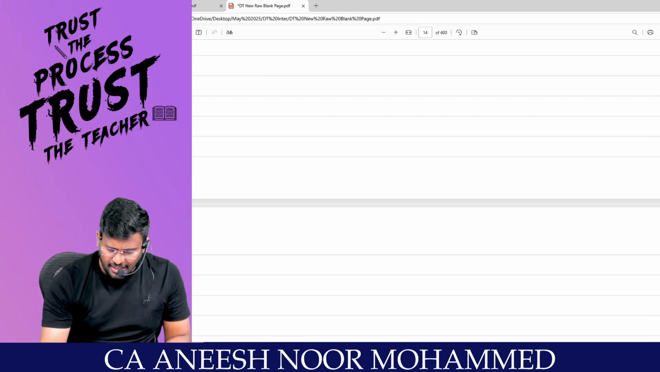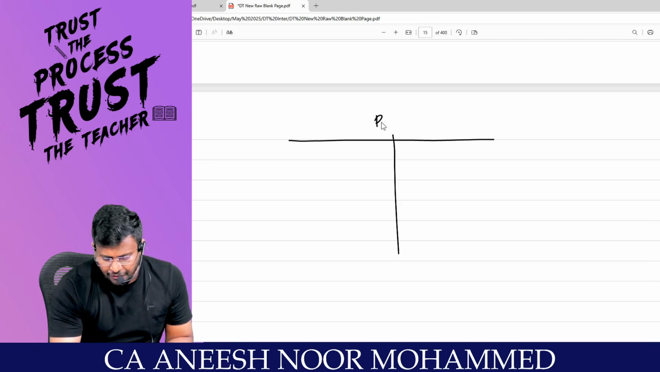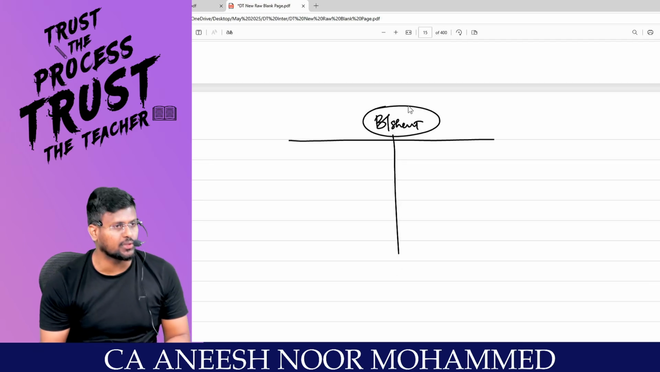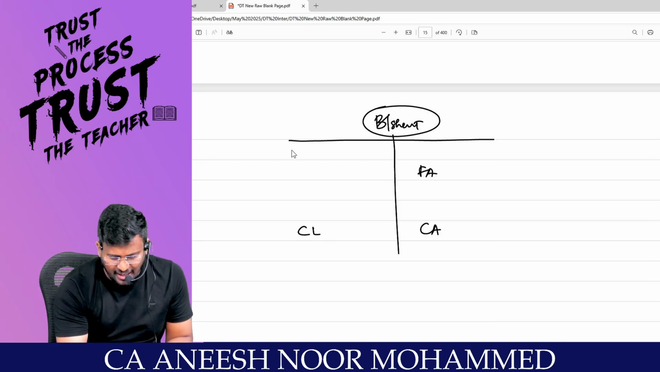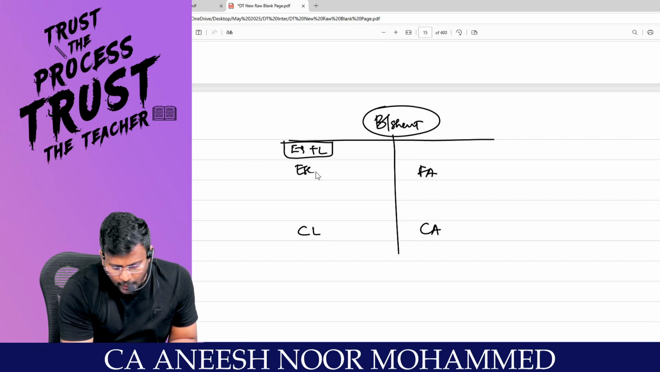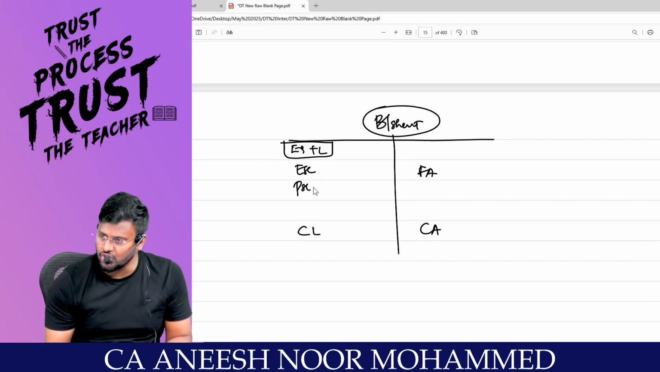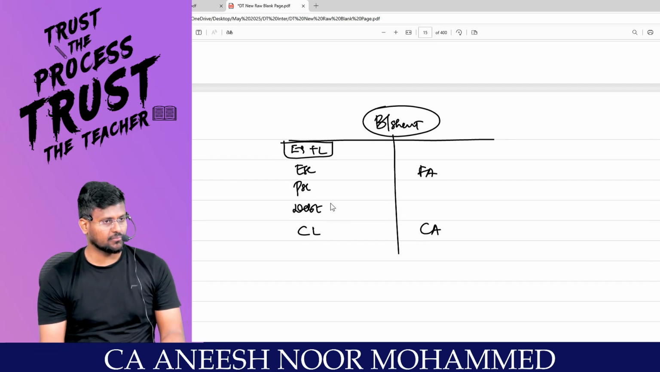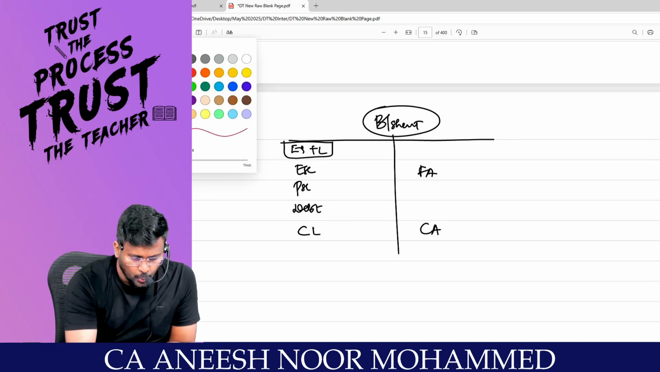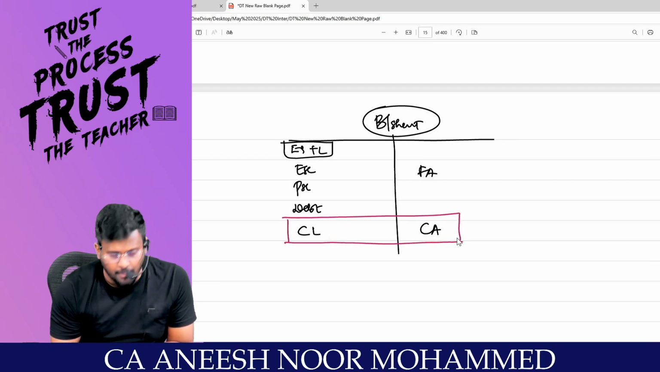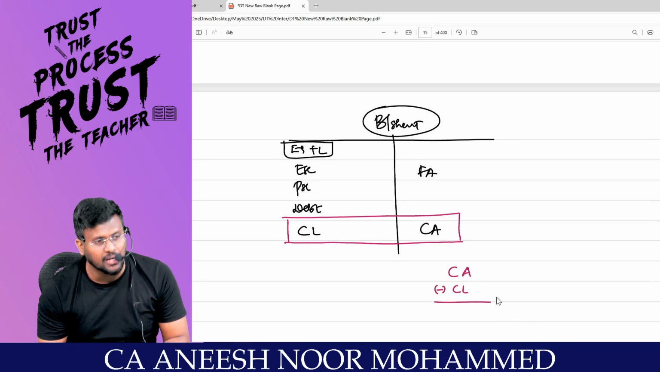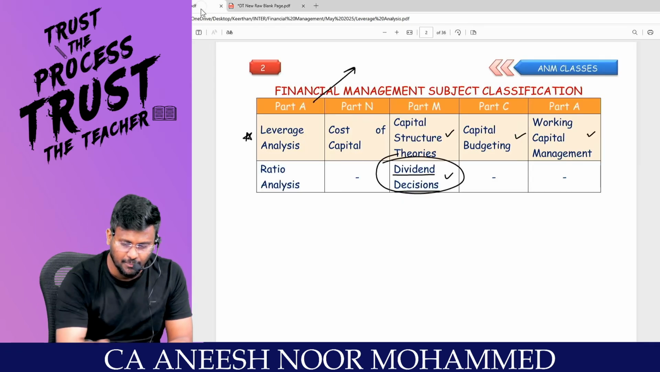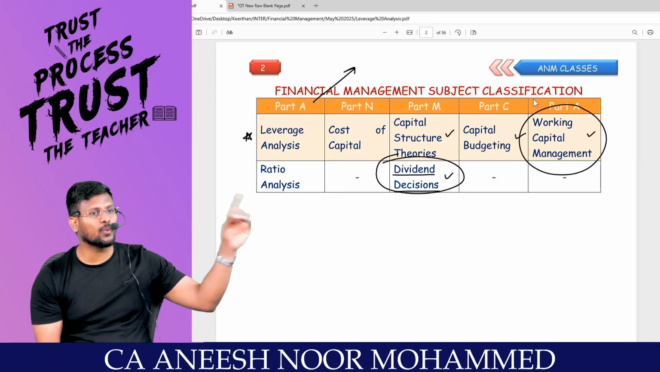If this is your balance sheet, surely not as per Schedule 3, you will have fixed assets and current assets. You will have current liabilities and equity and liabilities, which comprise equity share capital, preference share capital, and debt. The in-depth study of current assets and current liabilities, which is net working capital, we will take care of in working capital management.